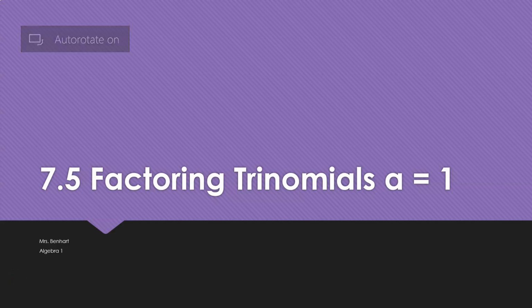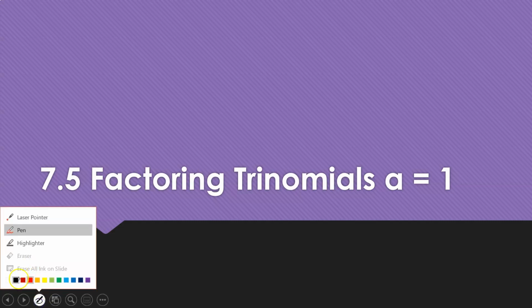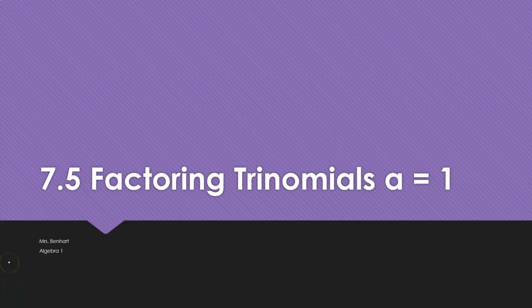Okay, this is section 7.5. We're going to start factoring. The first type of polynomial we're going to factor is when the leading coefficient is 1. So when you put it in standard form, your first coefficient in the term with the highest degree is your leading coefficient.